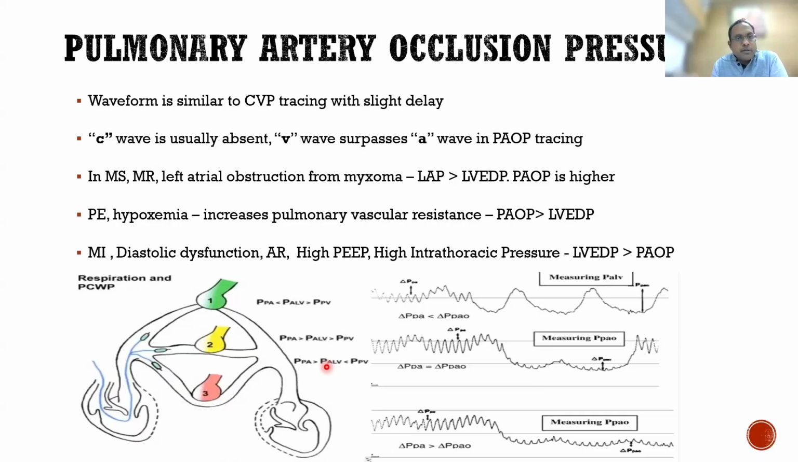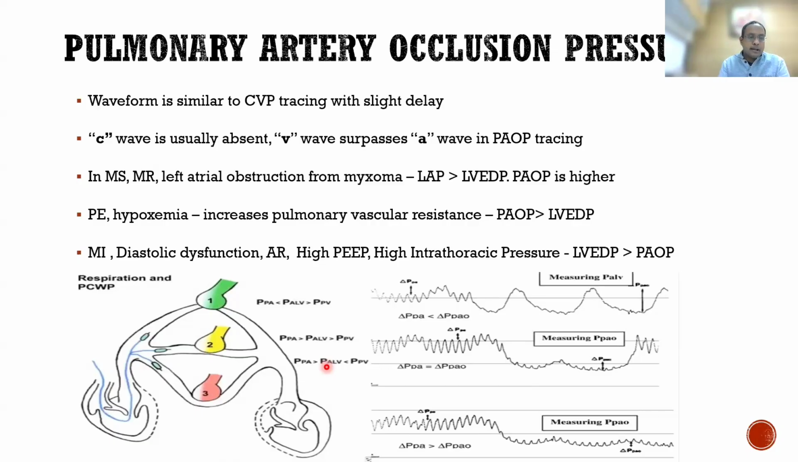As I told, the waveform is similar to CVP with slight delay. C wave is usually absent. V wave actually surpasses A wave in the pulmonary artery effluent pressure tracing, and you have to remember that the V wave is the largest wave here. In mitral stenosis, mitral regurgitation, and left atrial obstruction from myxoma, the left atrial pressure is more than the left ventricular end-diastolic pressure, and the measured PAOP is higher.